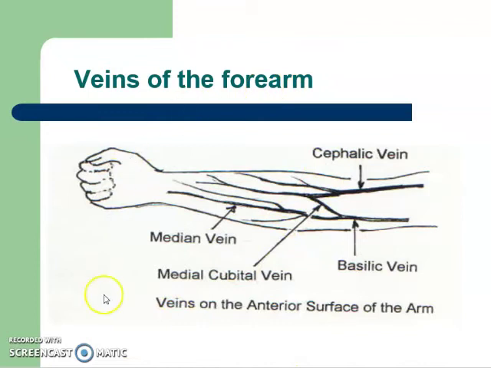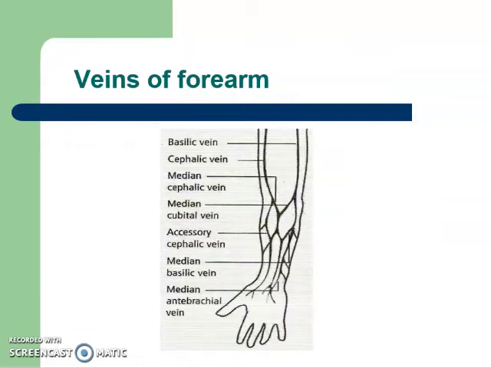Now, this diagram is showing the veins of the forearm. You can select any one vein which fits according to the size of the cannula which you have selected and which is more visible. Again, another diagram showing the veins of the forearm and hand.